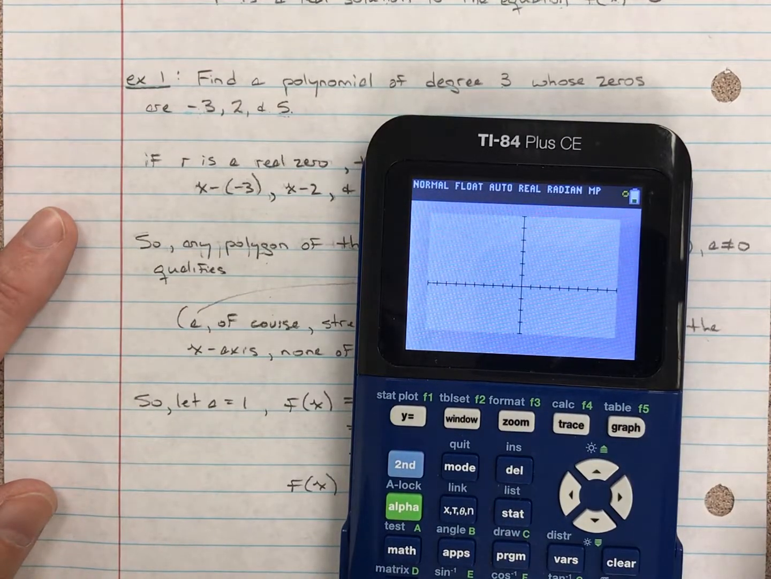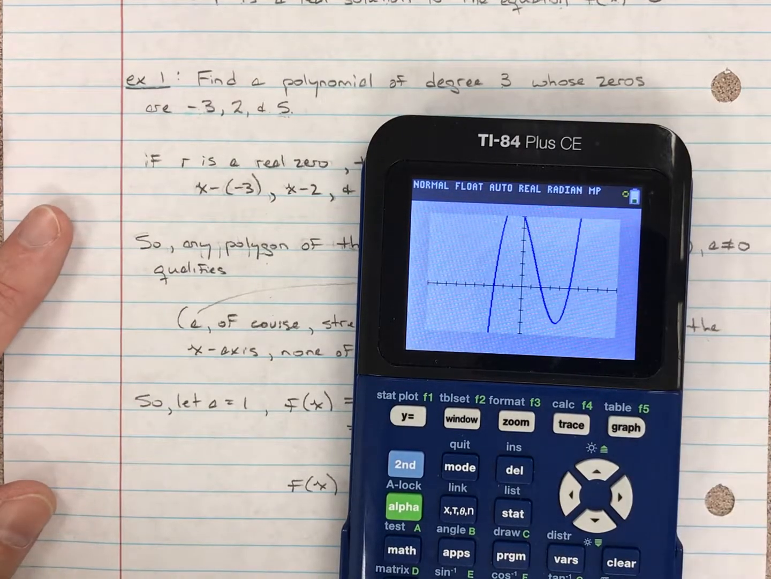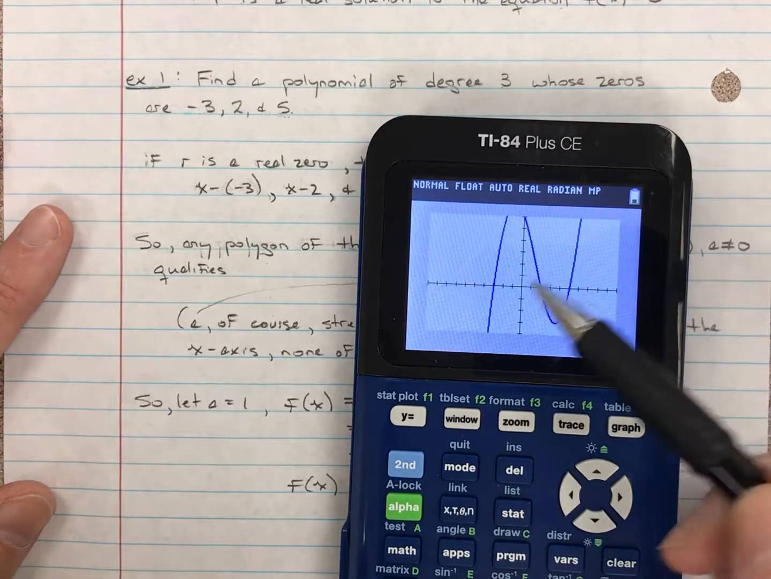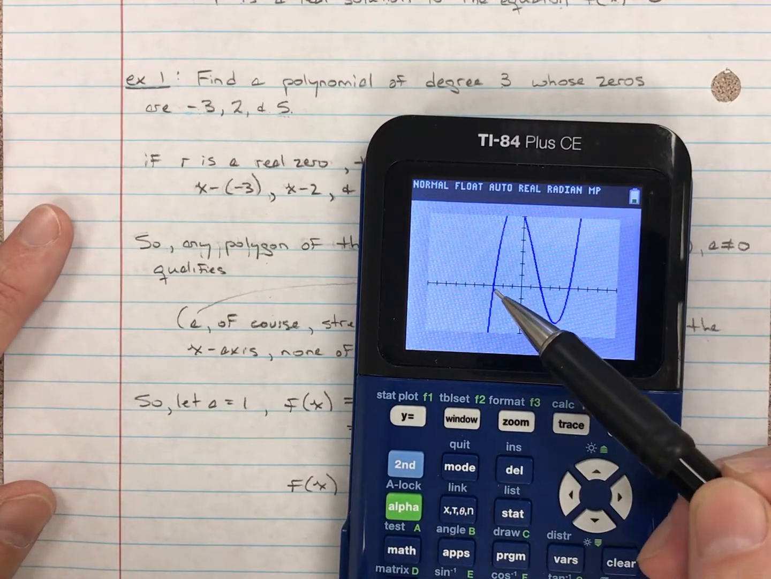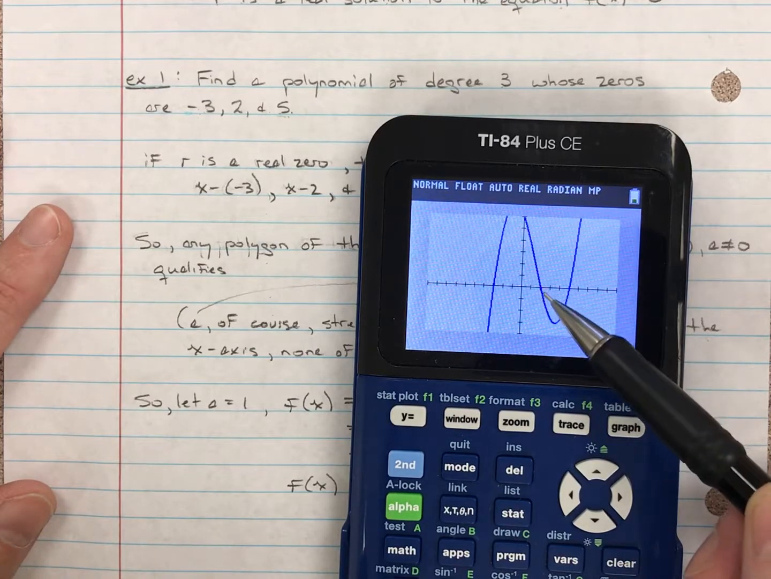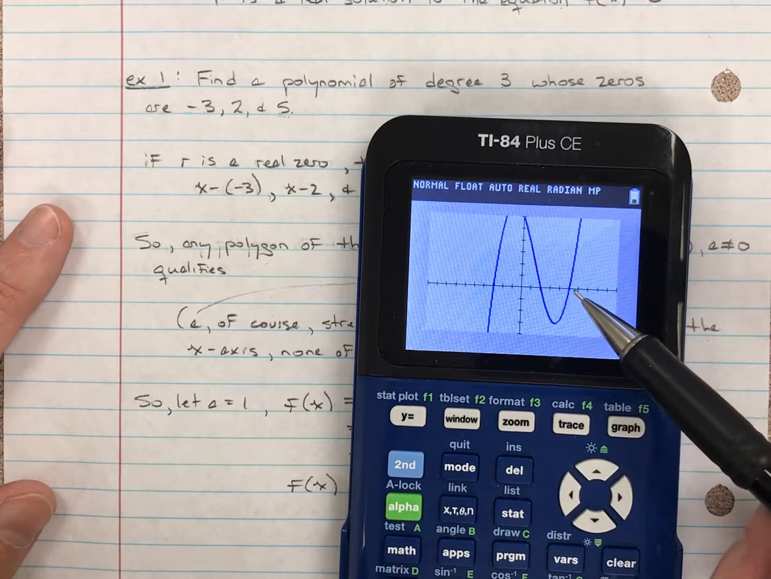And hopefully I get it. Well, I'll tell you what, close enough. We're concerned about the x-intercepts. We're concerned about the zeros. So there they are. There are 3. There's negative 3 right here. There's positive 2 right here, and there's positive 5 right here.